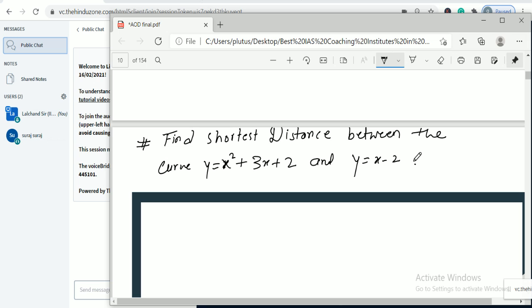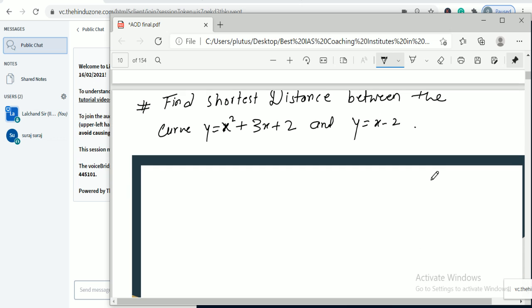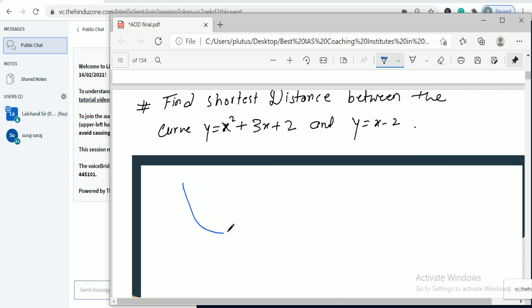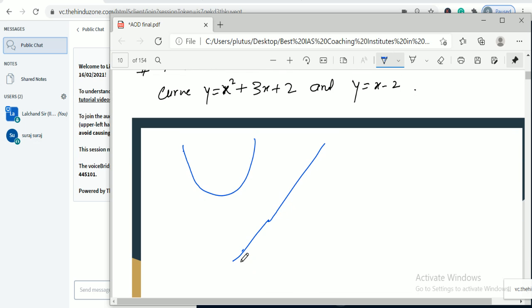So can you tell me what is the concept of shortest distance? How to find out the shortest distance between two curves? If we make a diagram for these two curves, let's suppose this is a parabola. So this is some upward parabola and this is a straight line. Okay, let's suppose this kind of straight line. Okay. So here, whenever there is a shortest distance, let's suppose there is a point.